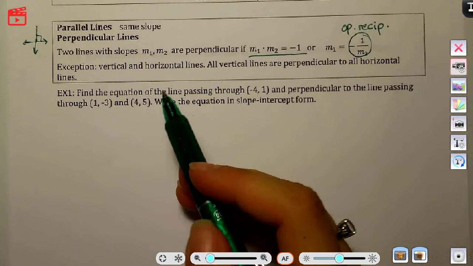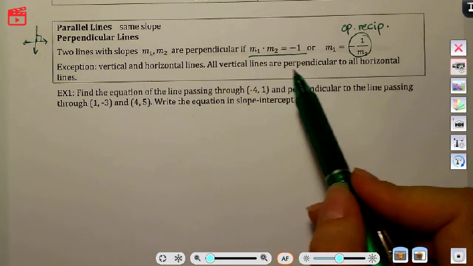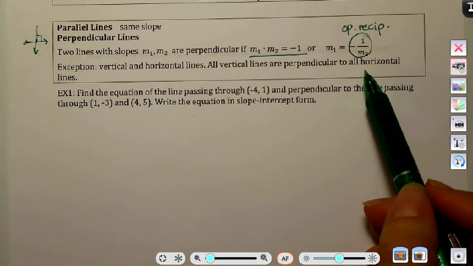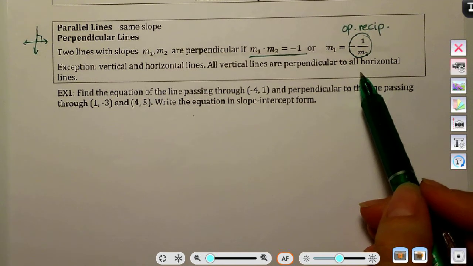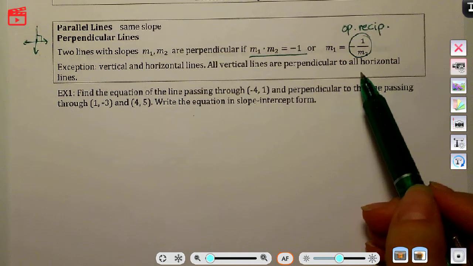There is an exception though. Vertical and horizontal lines are always perpendicular to each other. So if you have a vertical line, it's always going to be perpendicular to a horizontal line.